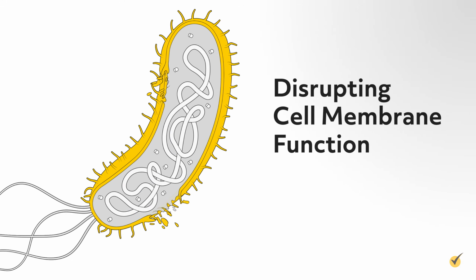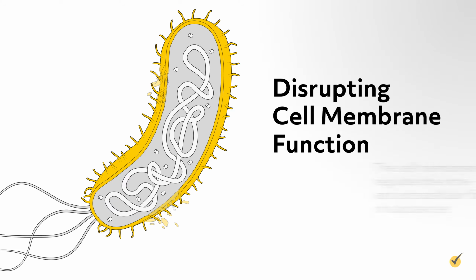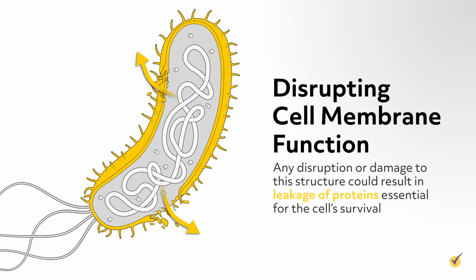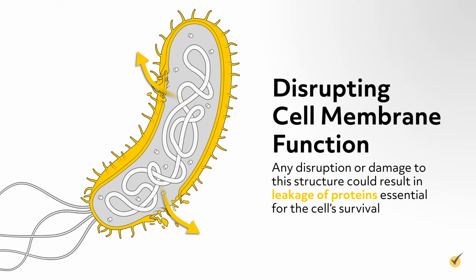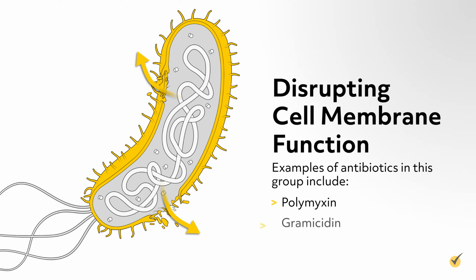The next group is known for disrupting cell membrane function. Cell membranes are important barriers that separate the interior of cells from the outside environment. The cell membrane helps regulate the intra- and extracellular flow of substances. Any disruption or damage to this structure could result in leakage of proteins essential for the cell's survival. Examples of antibiotics in this group include polymyxin and gramicidin.